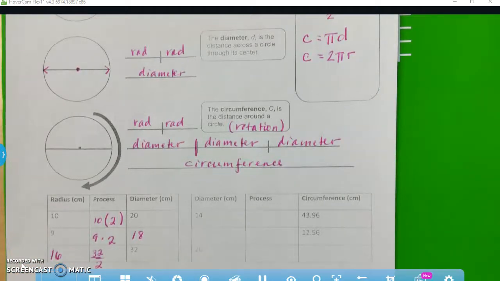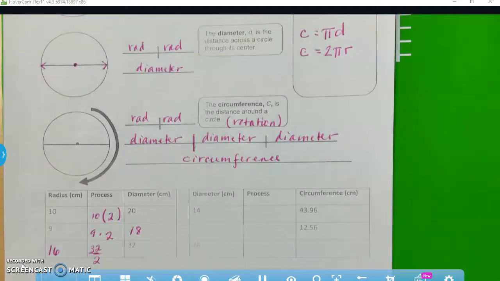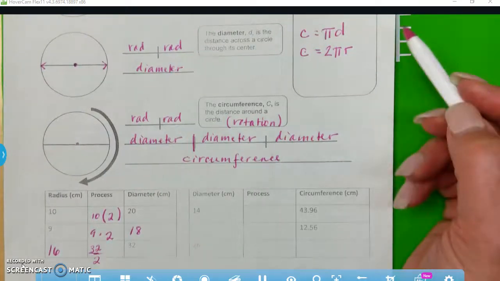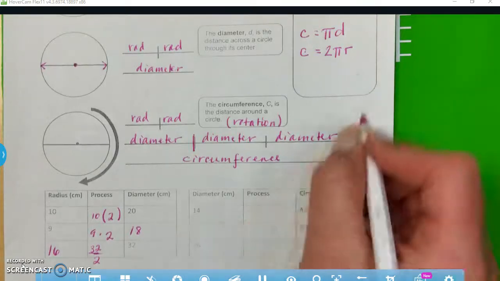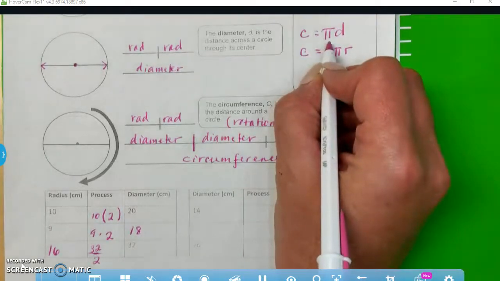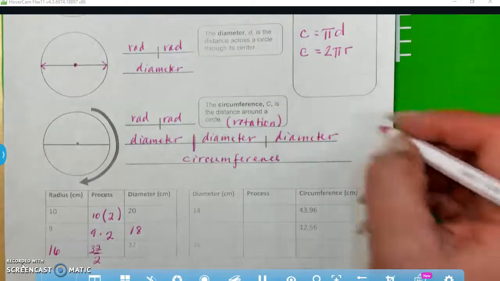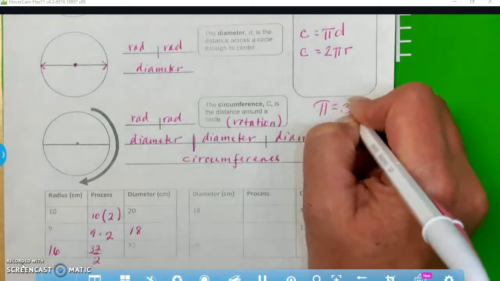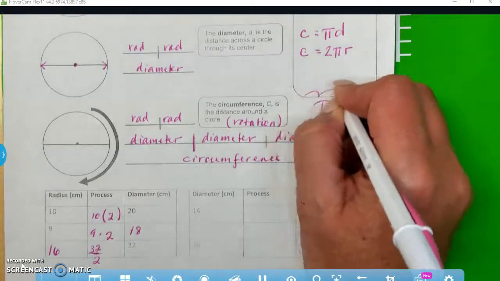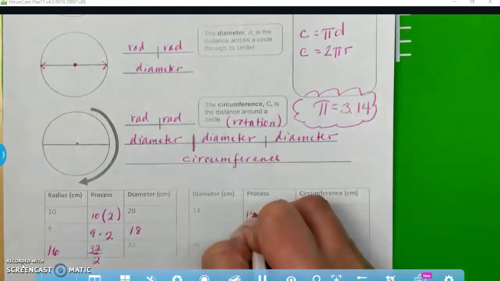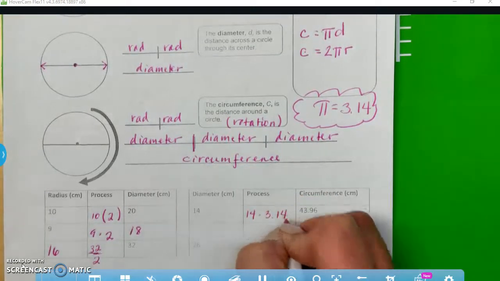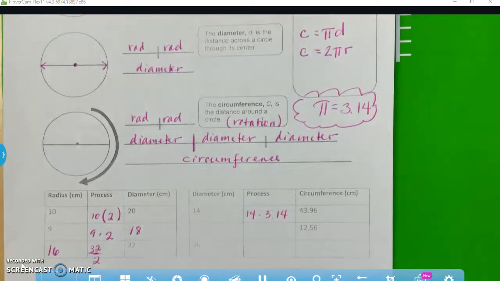All right, so now let's take a look at the diameter and circumference relationship. Again, you can refer back to our notes earlier. So we have diameter 14. We know we have to multiply by pi. Just a reminder, pi is 3.14. Super important value for us. Okay, 14 times 3.14 will give us 43.96.